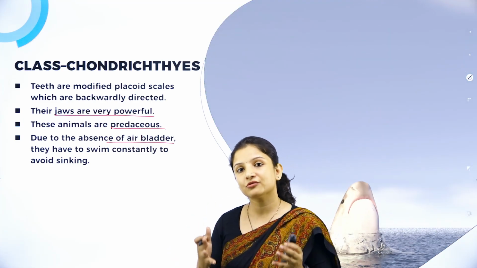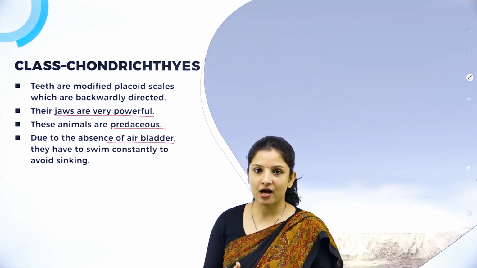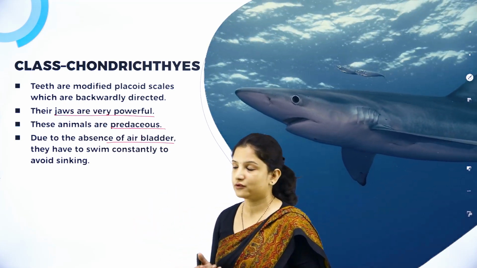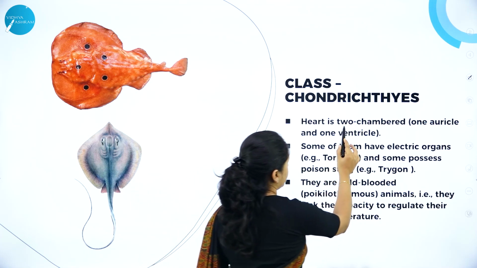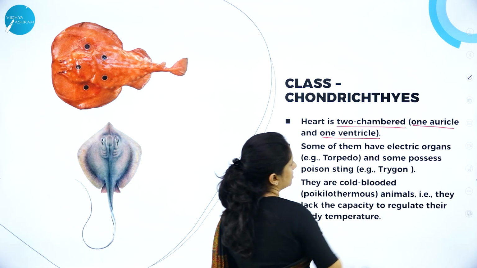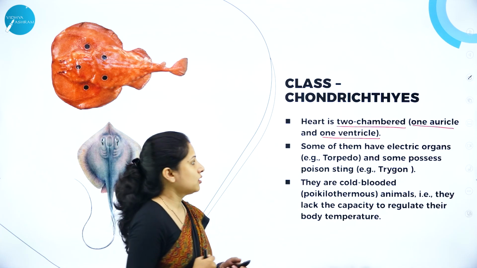So they continuously swim. These sharks, the tiger sharks, the hammerhead sharks, or the sawfish, all these come under the chondrichthyes, and they continuously have to swim. And they have a heart which is two-chambered. So one auricle and one ventricle. So they have two-chambered heart wherein they have the upper auricle and the lower ventricle.